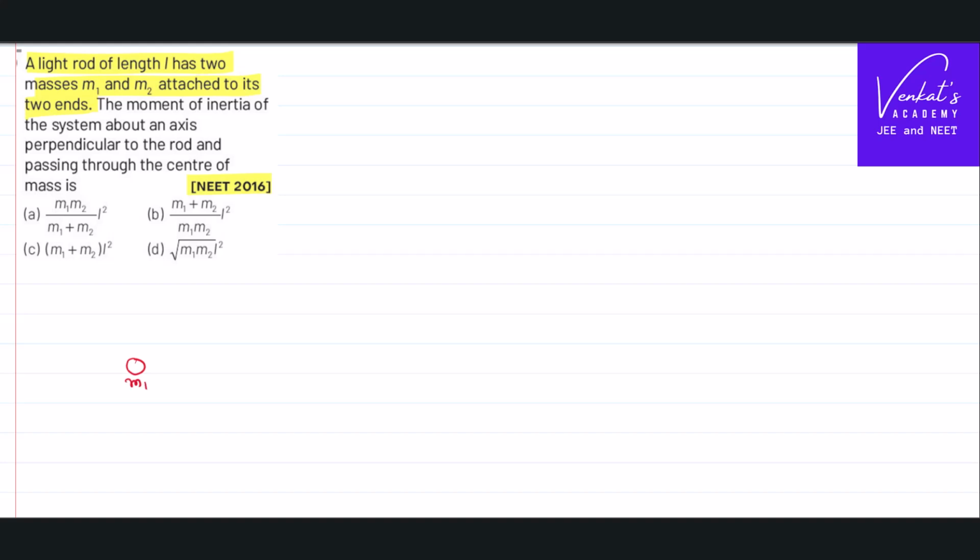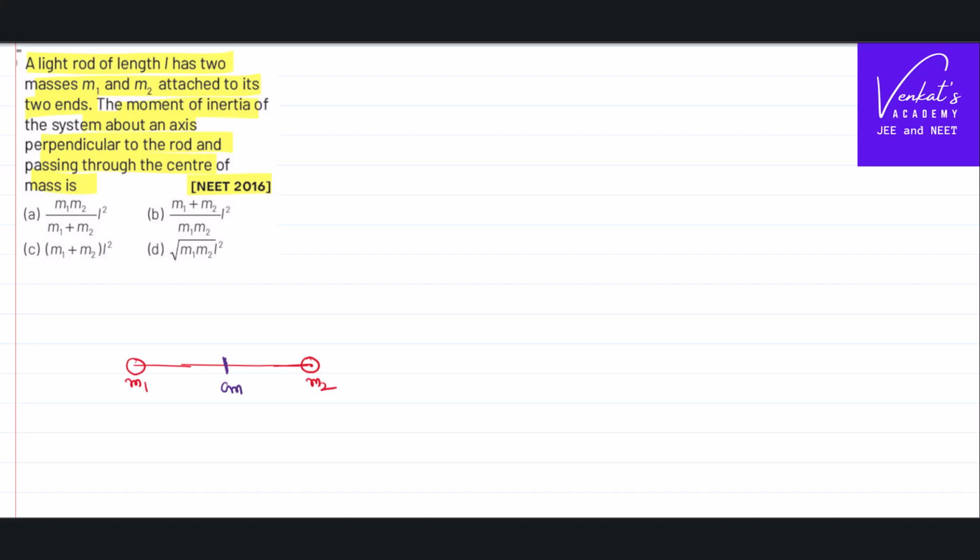There is a mass M1, another mass M2 attached to a light rod. This rod is having negligible mass. We need the moment of inertia of the system about an axis perpendicular to the rod and passing through the center of mass. So first of all, I have to identify where its center of mass is. Let us say here is the point of center of mass.